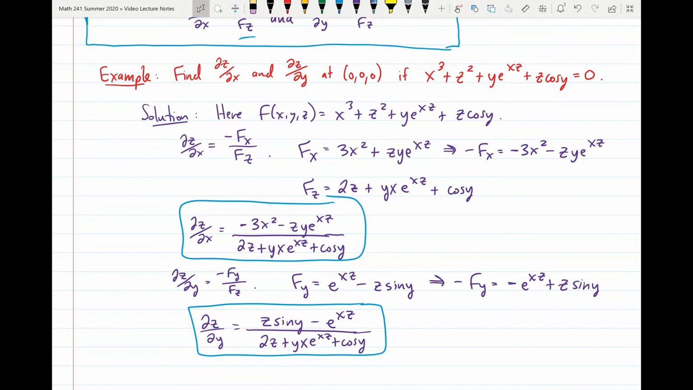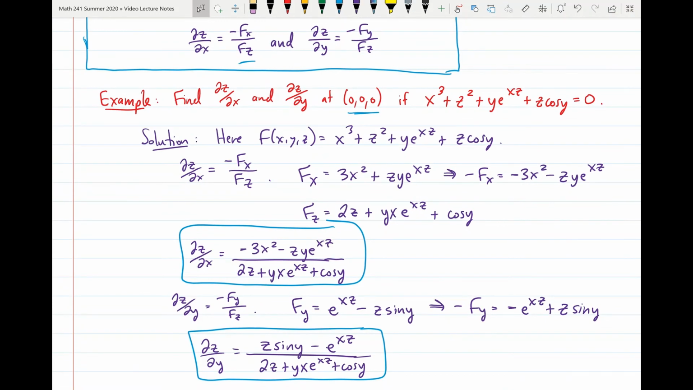So we want to find the partial derivative of z with respect to x and the partial derivative of z with respect to y at the point (0, 0, 0), so at the origin, if we have x cubed plus z squared plus y times e to the xz plus z times cosine of y is equal to 0. So again, notice that we have three different variables giving us the left-hand side of this equation. So in this case, we have a function big F of x, y, z equal to the left-hand side of our equation, and again, that's going to be set equal to 0.